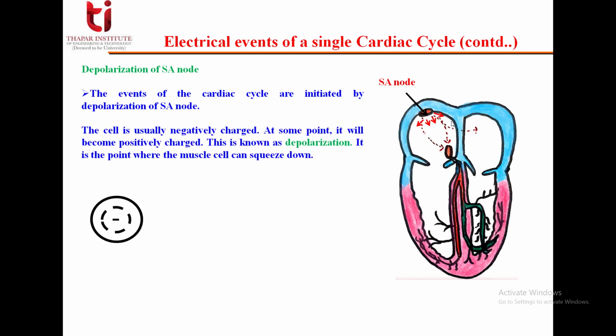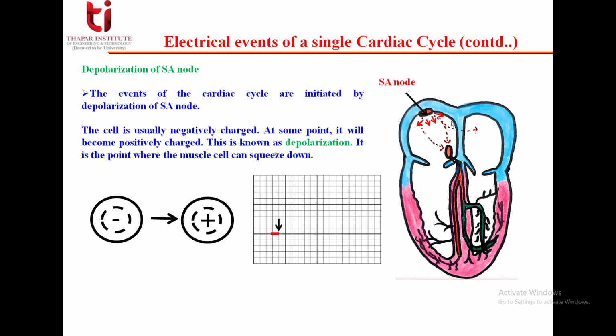We know that a cell is usually negatively charged, and at some point it becomes positively charged. This we have also studied in the chapter on neurons. At the point where it becomes positively charged, we call it depolarization. It is the point where the muscle cell can squeeze down, or we can say it contracts. So that is the beginning of the P wave.